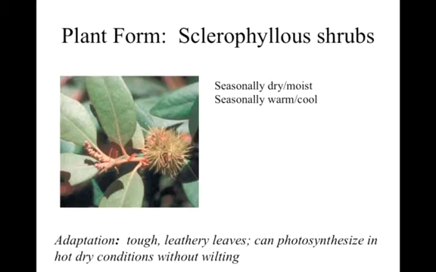The next plant form is what's known as sclerophyllous shrubs. And these are probably a little less intuitive, something you don't feel as familiar with. These occur in seasonally dry and moist environments where you have sort of a dry period and a moist period. They also occur in seasonally warm and cool periods. And what these plants' adaptation is that they have tough, leathery leaves, which means that they can photosynthesize in hot, dry conditions without wilting. So you find these plants in areas where your dry periods tend to coincide with your warm summer periods as well.